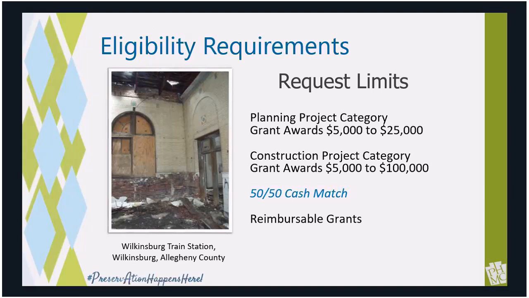Requests to the grant program in the planning project category are between $5,000 and $25,000, and in the construction category, $5,000 to $100,000. Both categories require a 50-50 cash match. In-kind matches may not count toward this match requirement, but of course can be recognized in the project budget as an over and above the cash requirement.